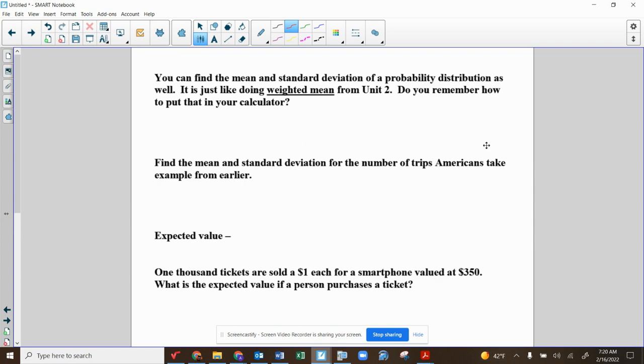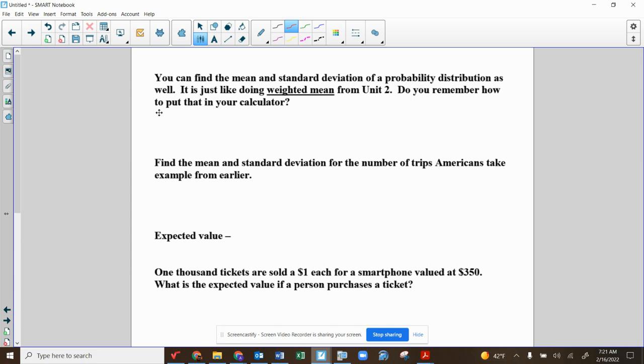So what we're going to do with these is find a weighted mean and a standard deviation. Now, we did weighted mean back in Unit 2. It's significantly easier for this stuff to use the calculator as opposed to Google Sheets because it's really hard to do standard deviation for a table. It's easy to do it for a list, but for a table, it's not as easy. So I'm just going to show it here with the calculator because it's just easier.